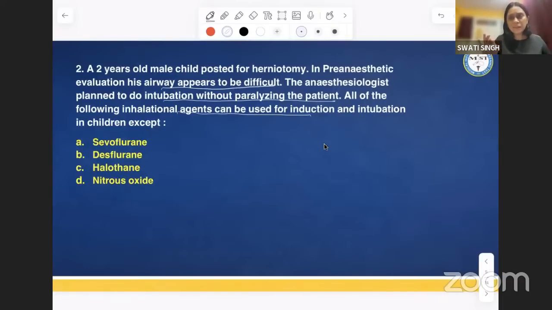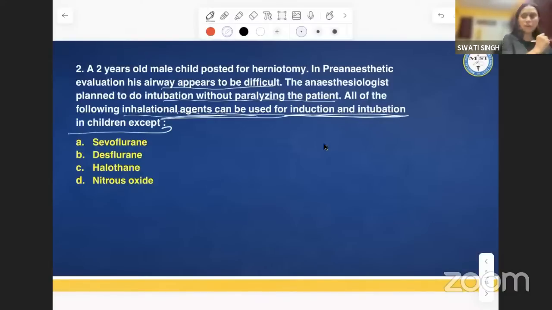Now, guys, I have changed the question a little bit just to prove one point. And the point which I want to prove is, don't overread the question. This is my tip for today. A question may seem to be a similar kind of question which has been asked previously in the exam. So many times previously in the exam the question has been asked, best inhalational agent for induction and intubation, or best inhalational agent for induction. And the blind answer used to be sevoflurane. Here, I have twisted the question a little: all of the following inhalational agents can be used for induction and intubation in children except.